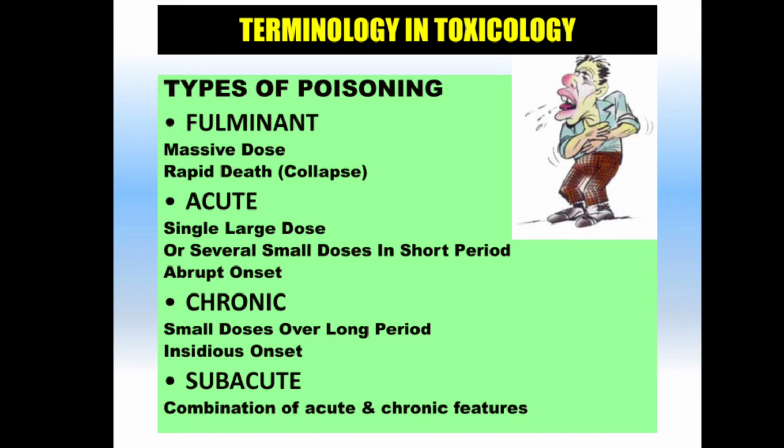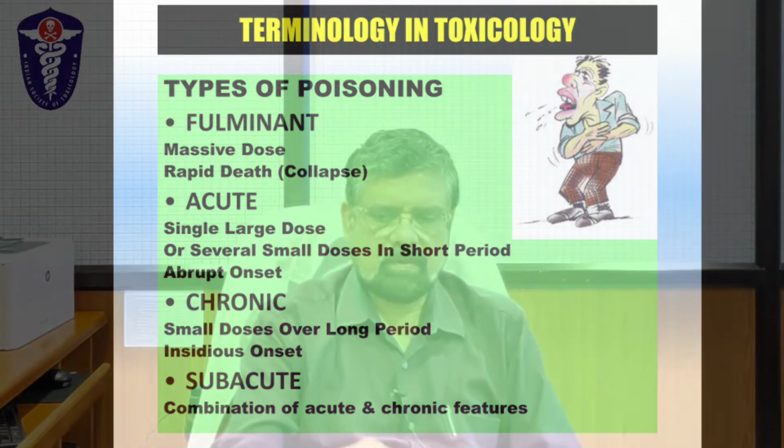That can also give rise to acute poisoning with abrupt onset, as opposed to chronic poisoning where small doses are taken over a long period of time with insidious onset and insidious manifestations. And finally, you have subacute, which is a mixture of acute and chronic. So don't confuse between these four terms: fulminant, acute, chronic, and subacute.